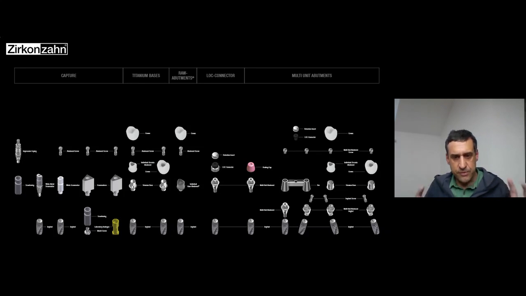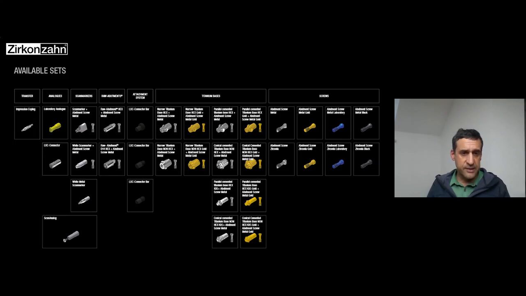Then here you can see from this big overview more or less the same. From this area we have the impression copings, the different scan bodies, and on this side we have the multi-unit systems with the different multi-units, straight and angulated. That's more or less the same as we saw before. Then once again, the scan bodies and the different T-bases and the different screws. That's important to know about the screws.